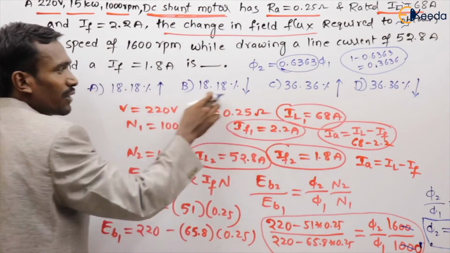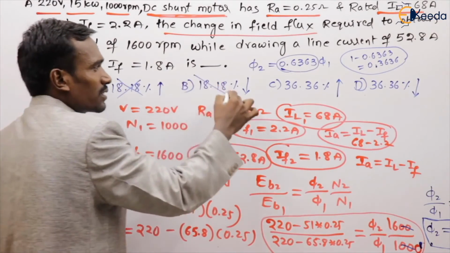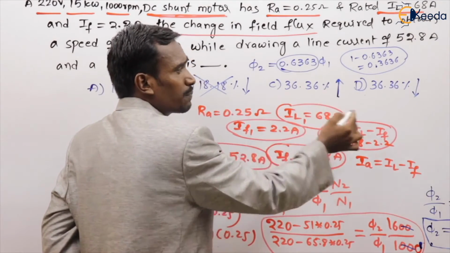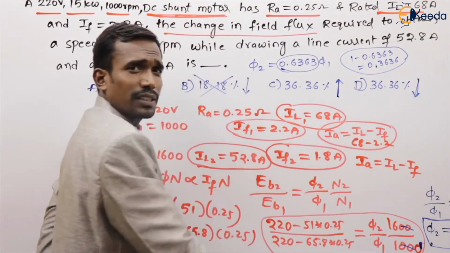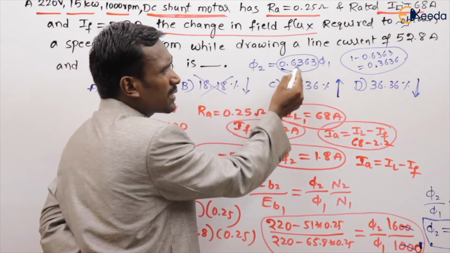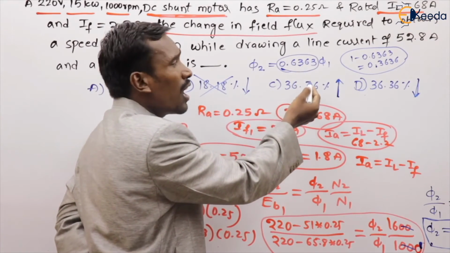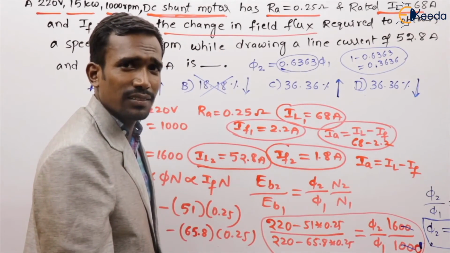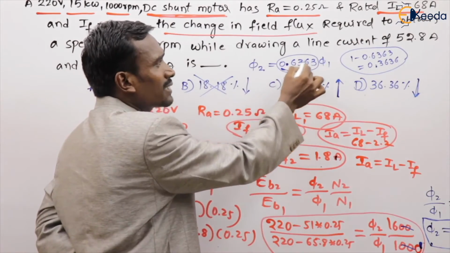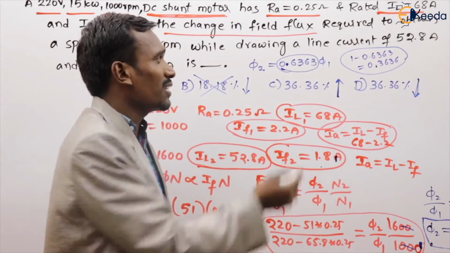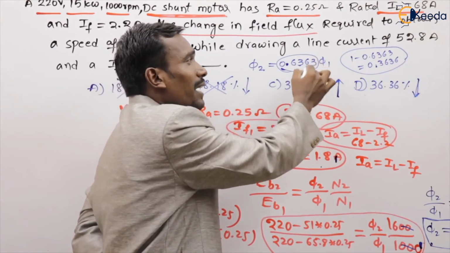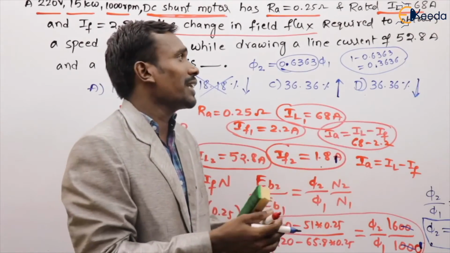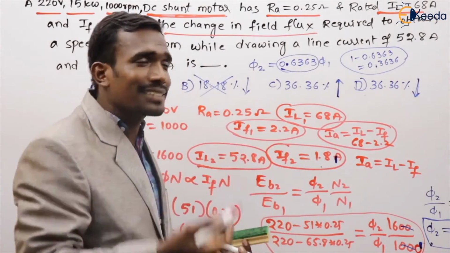So tell me which of the following is the correct answer? These two are the wrong answers. Now tell me, is this increased by 36% or reduced by 36%? The phi 2 is less than phi 1 only. How much percent less? 36.36% less, because the phi 2 value is just 0.63 times phi 1. This is not even 1. It is 63% of phi 1, nothing but how much percent less than phi 1?